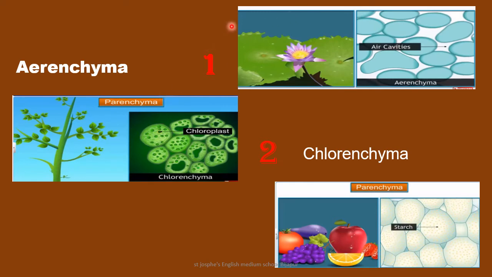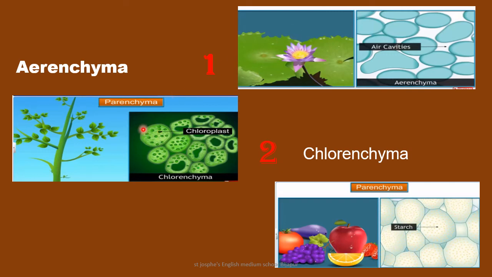So here is the clear view of types of parenchyma or subclasses of parenchyma. In the first, you can see the tissues or the cells of aerenchyma. They have large air spaces, air cavities present, and here it provides buoyancy for the aquatic plants. They can easily float on the surface of water.